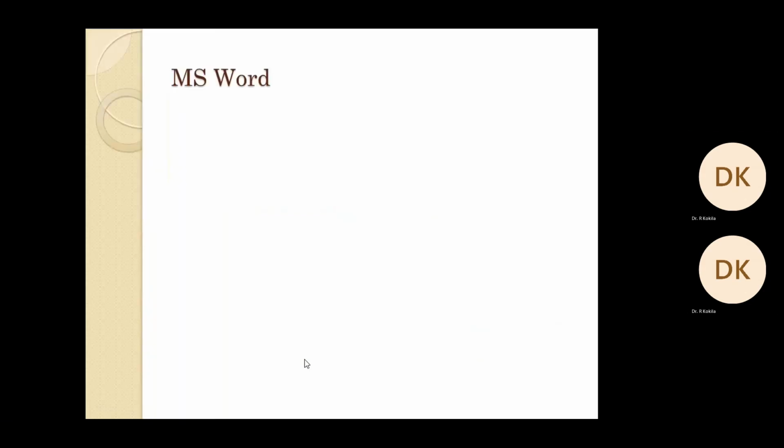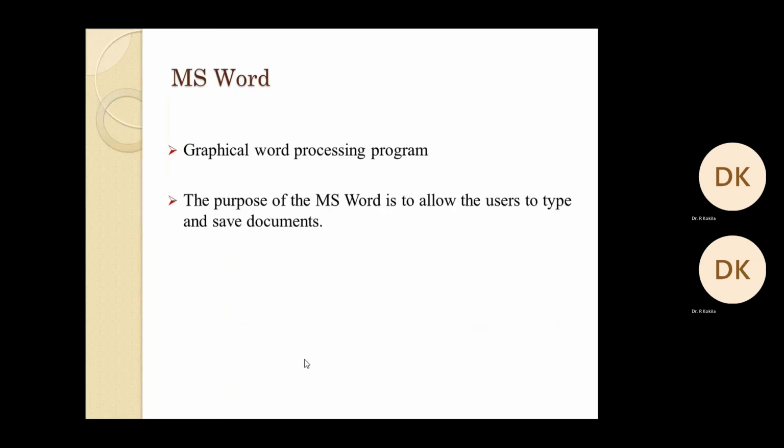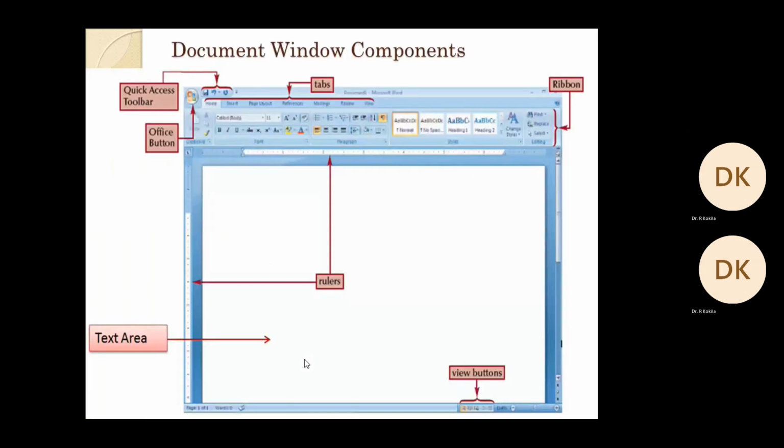So, what is this MS Word? It will be called Microsoft Word or popularly known as Word. It is a graphical word processing program. It's mainly used for the user to create a document and then to save those documents. MS Word is very similar to a word processor. It is helpful to create any kind of document.